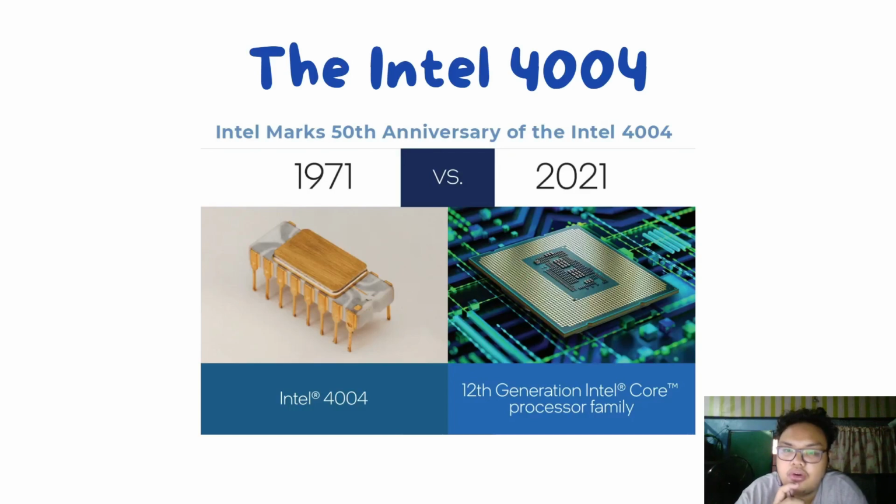Before the 4004, computers were massive machines, often filling entire rooms. The 4004 changed everything, packing all that processing power into a single chip. It was first used in calculators, but it paved the way for personal computing. Imagine a world without laptops or smartphones. The Intel 4004 was the first step toward making modern devices possible.